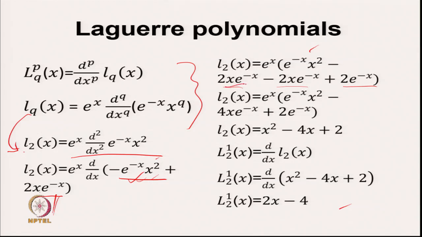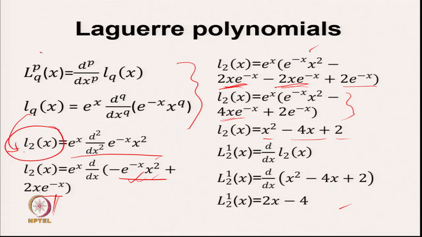And if you see here, these two terms are the same. So, you get 4x e^(-x). So, this is your L_2(x), and if I simplify this, e^x multiplied by e^(-x) is 1. So, you are left with x^2 minus 4x plus 2. So, L_2(x) is equal to x^2 minus 4x plus 2. So, what we got is this term.